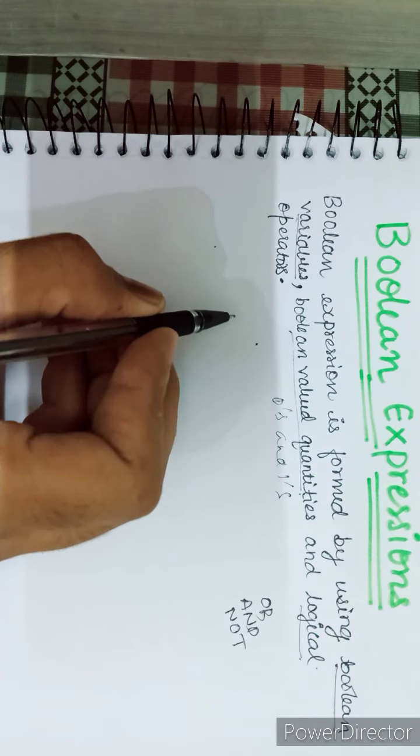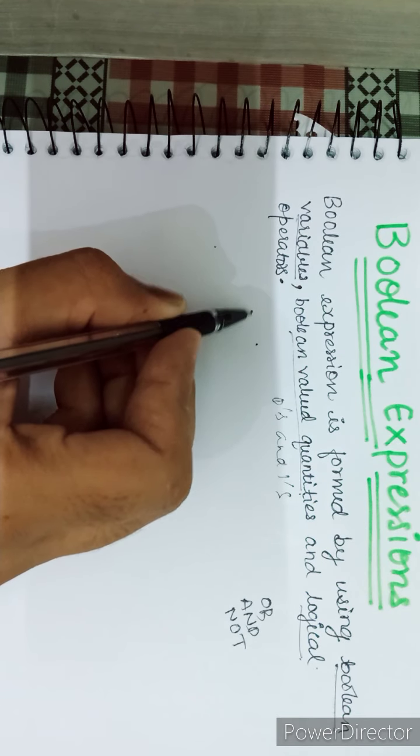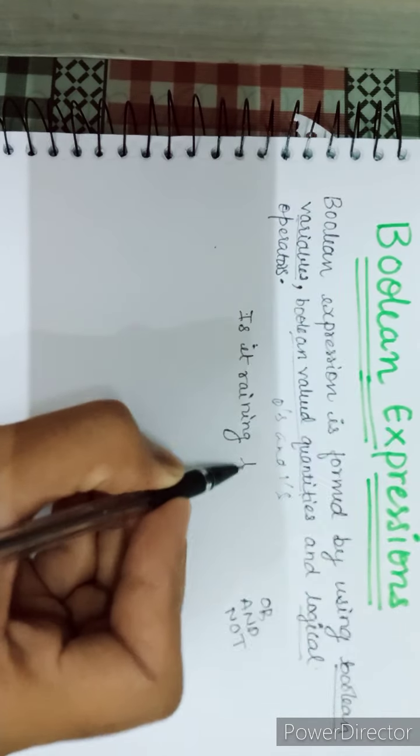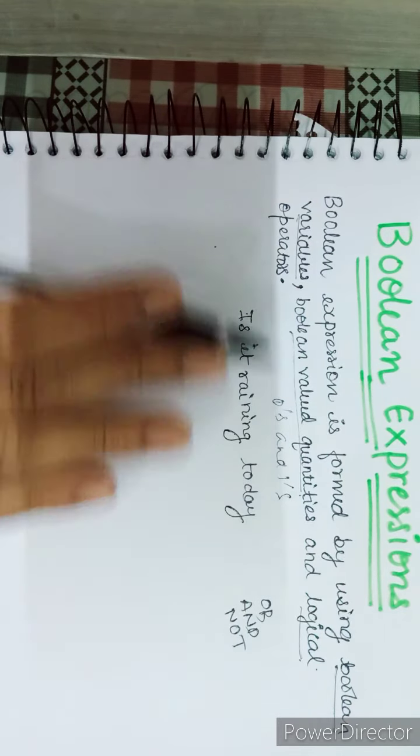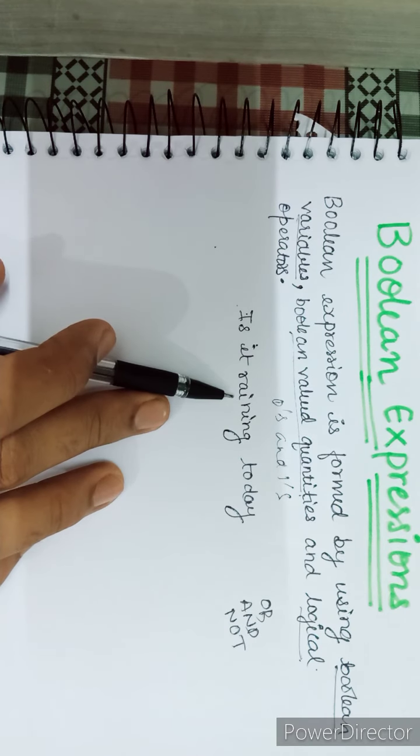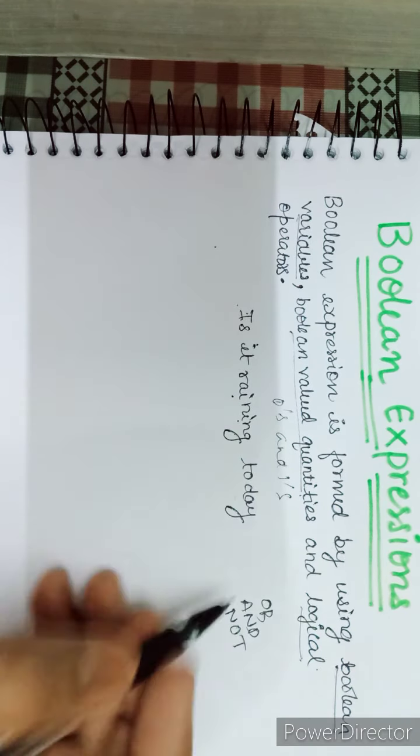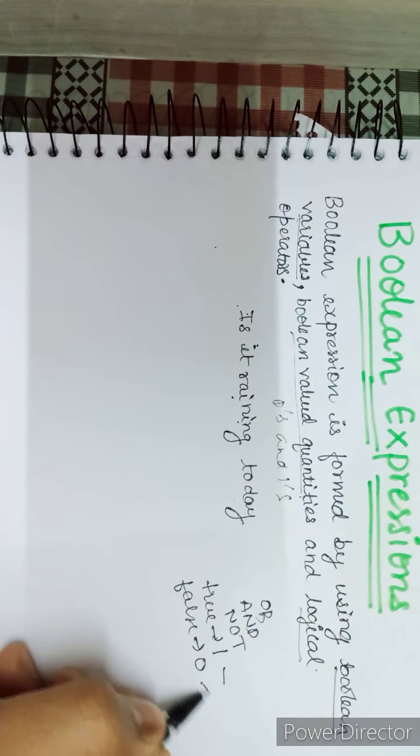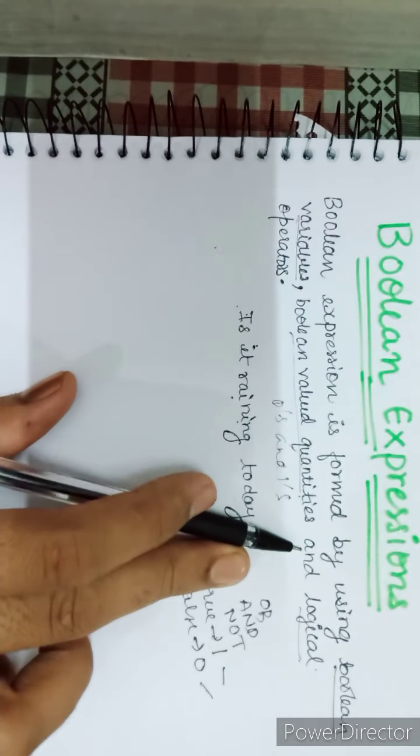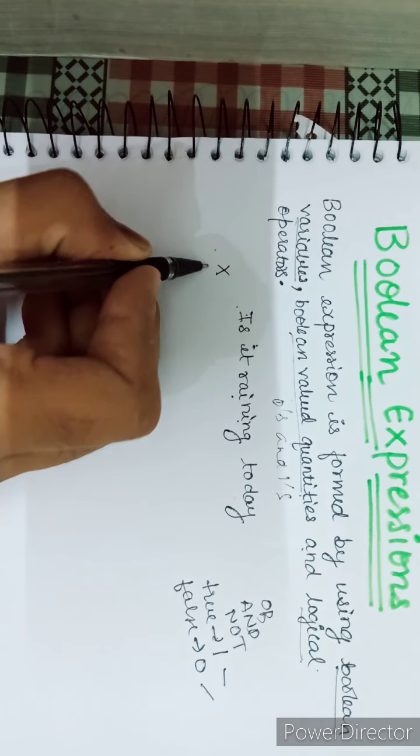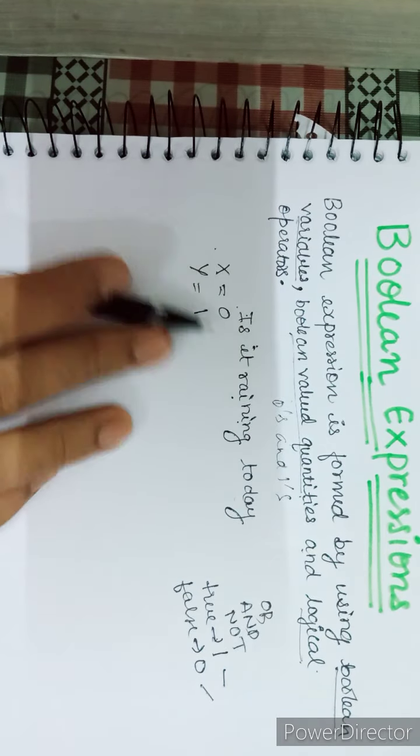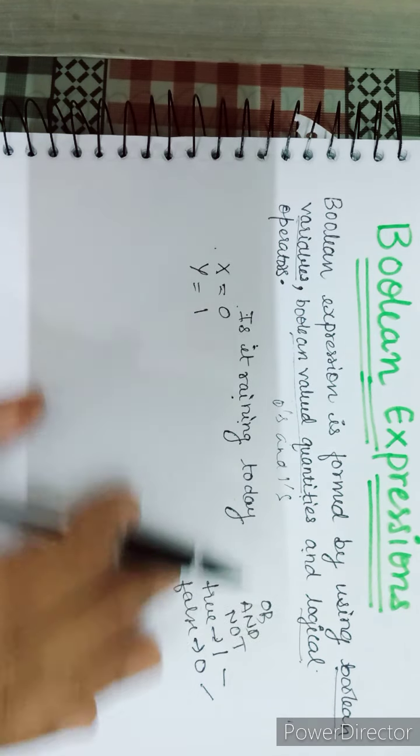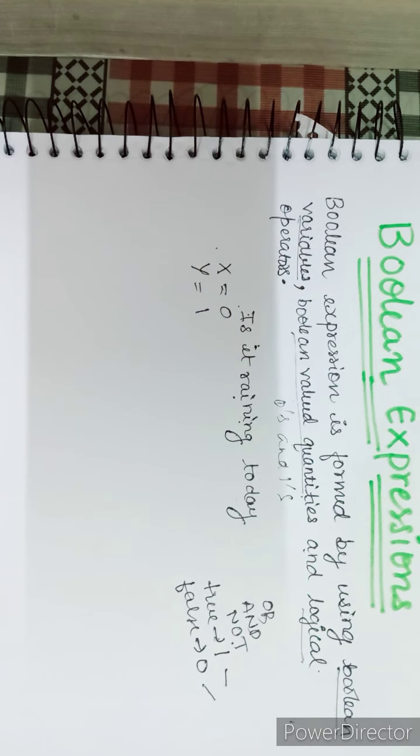For example, suppose a proposition is: is it raining today? This proposition will be either true or false. For true we use 1 and for false we use 0. So 1 and 0 are known as Boolean valued quantities, and the variable which holds the values 0 and 1 is known as a Boolean variable. And the logical operators are OR, AND, NOT. So first we will see the types of logical operators.